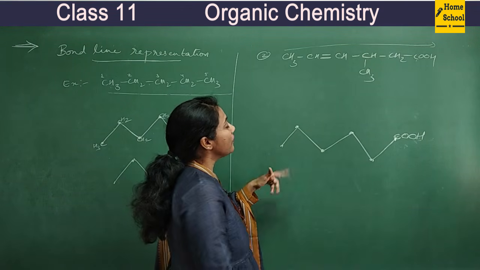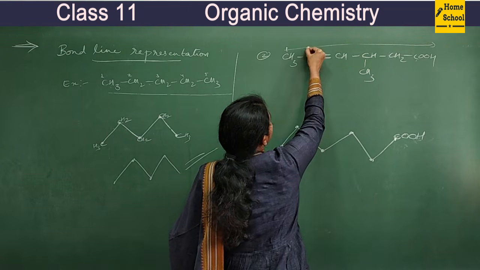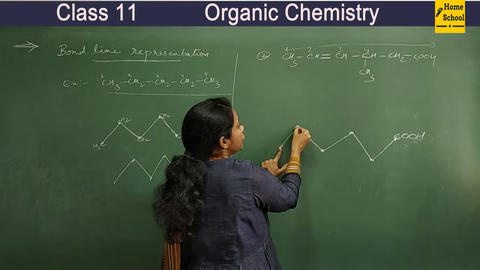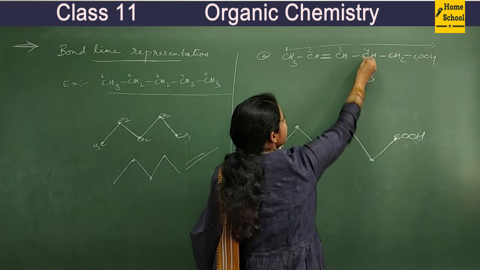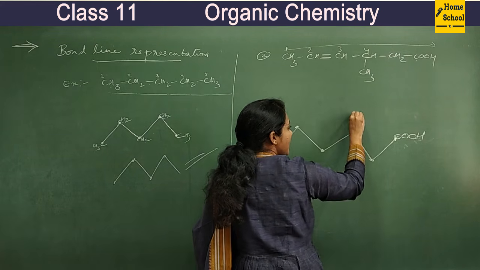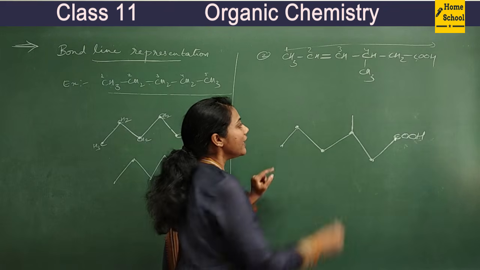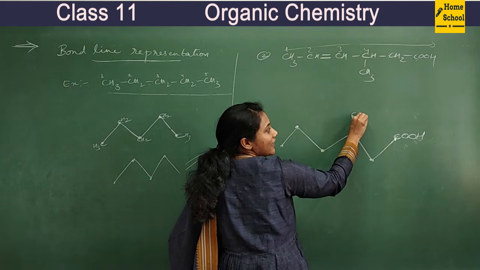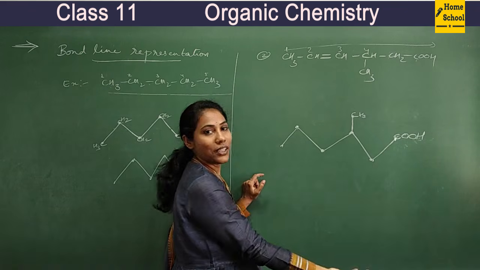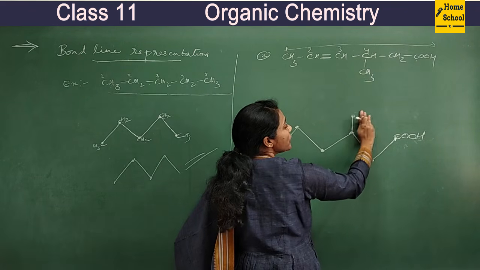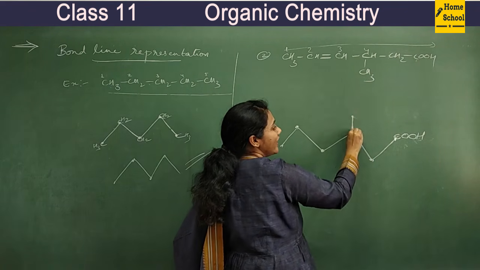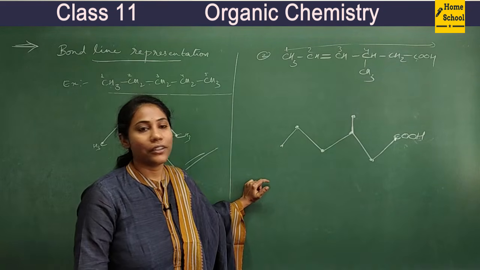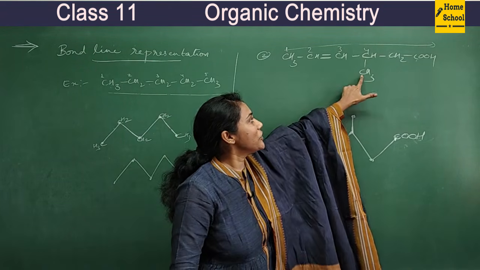Okay, and you see the branch. 1, 2, 3, 4. At the 4th carbon you have a branch. So what is this branch? CH3. When CH3 is there, just one line. It is understood that there is a carbon at this point. If carbon is there, there are 3 hydrogens, it is understood. So you don't need to mention that there is CH3. Just leave it. It is understood that at this point there is CH3. So this is how you will mention this branch.